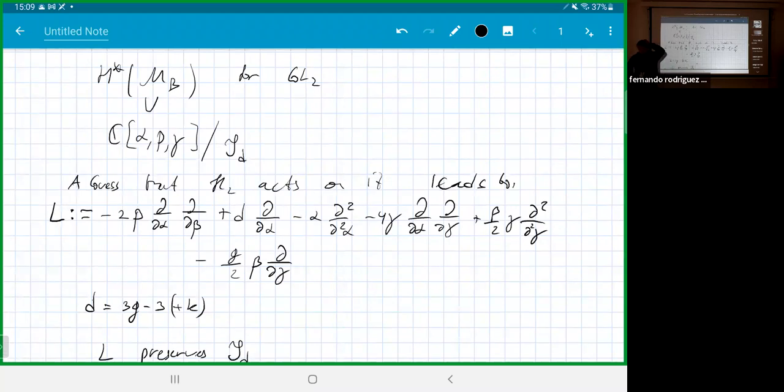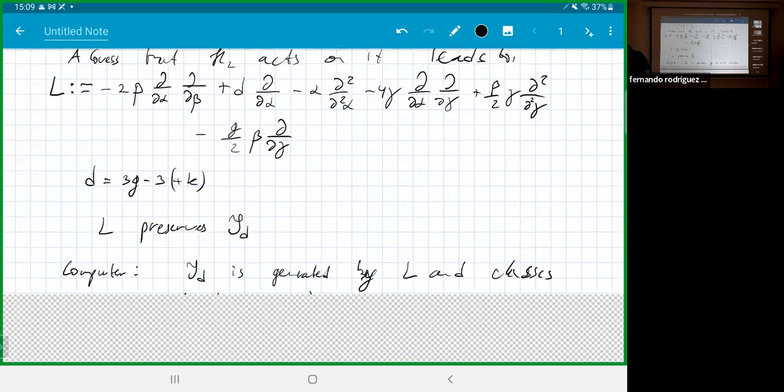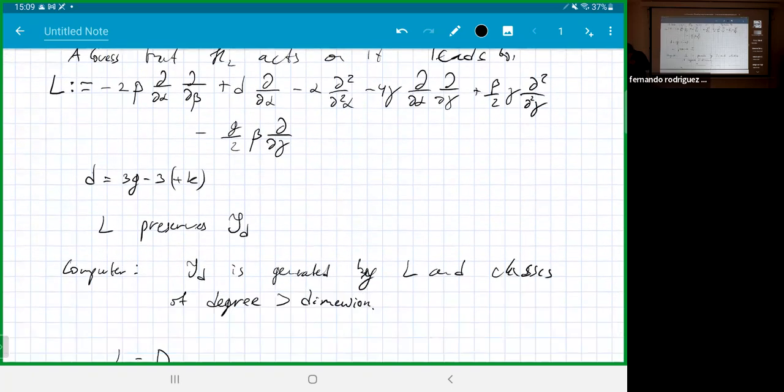So what is D? Is it Tomasz's D or what is D? D is 3G minus 3. Right, but before, what was D? So D is in the N? Yeah, D is a half dimension, right? So GD is 6G minus 6. Oh, okay. No, but this N is equal to 2 here.